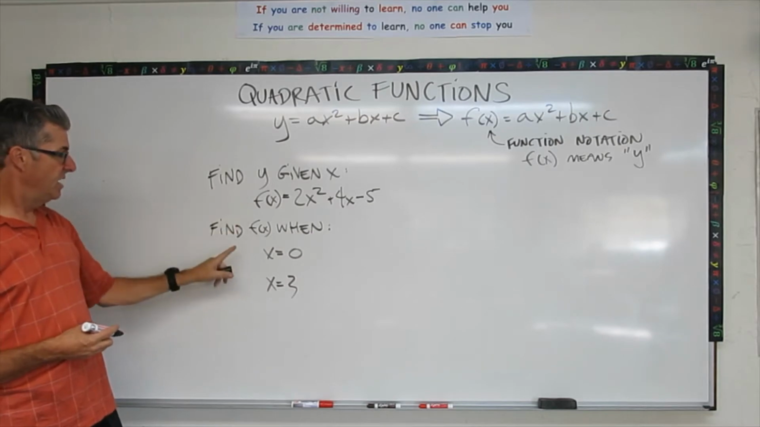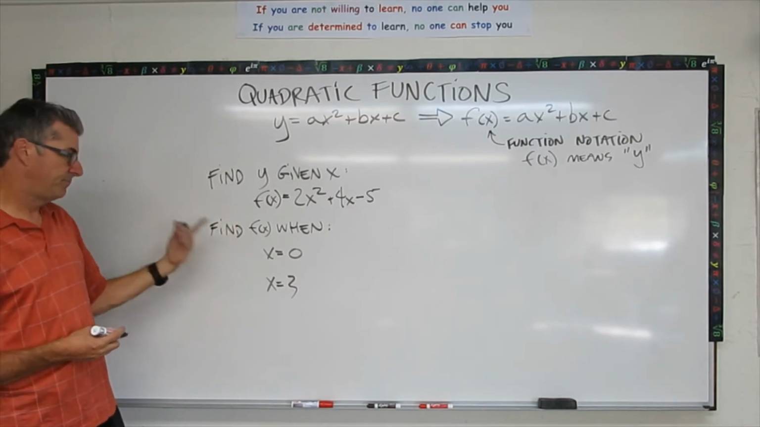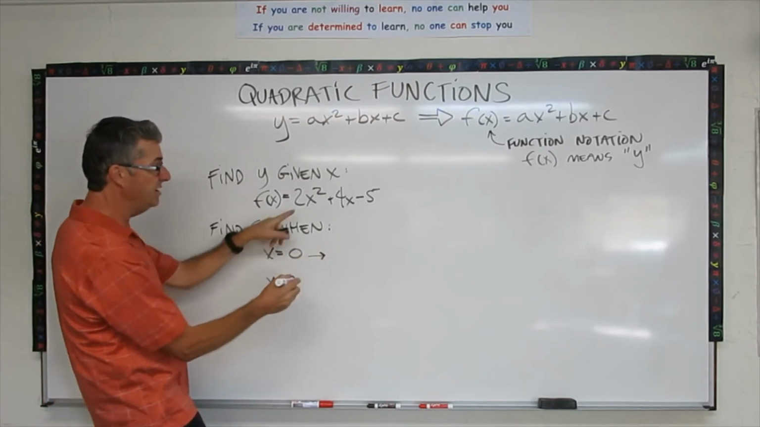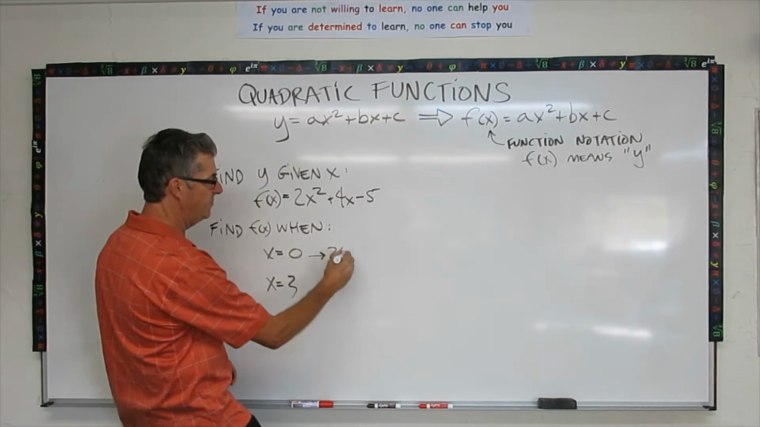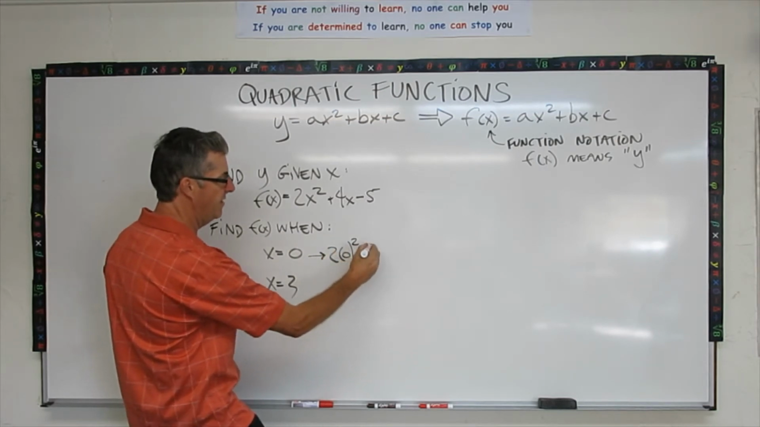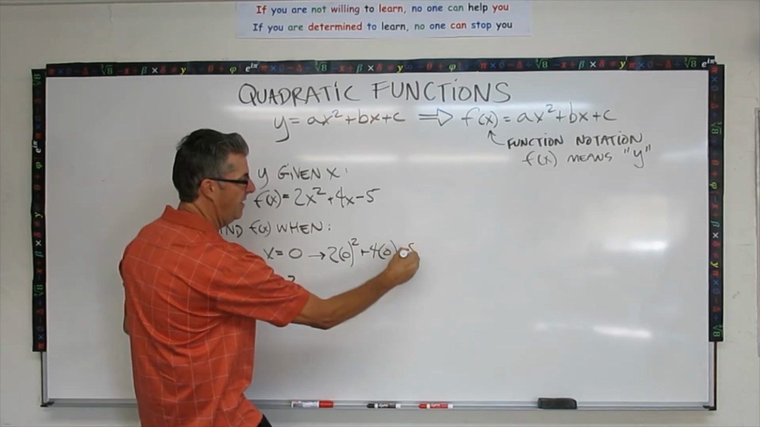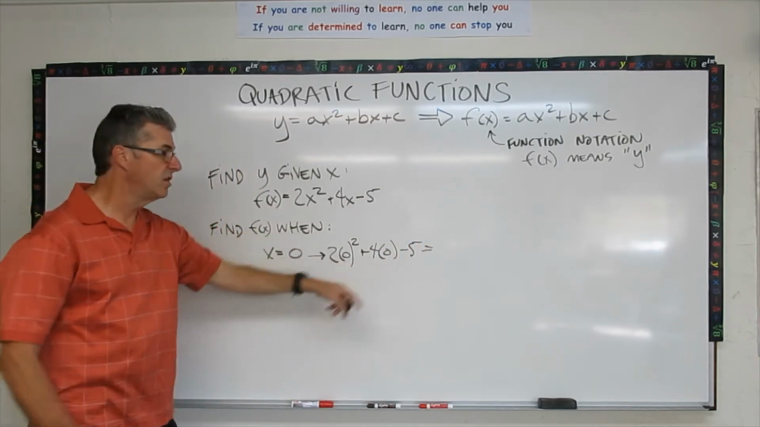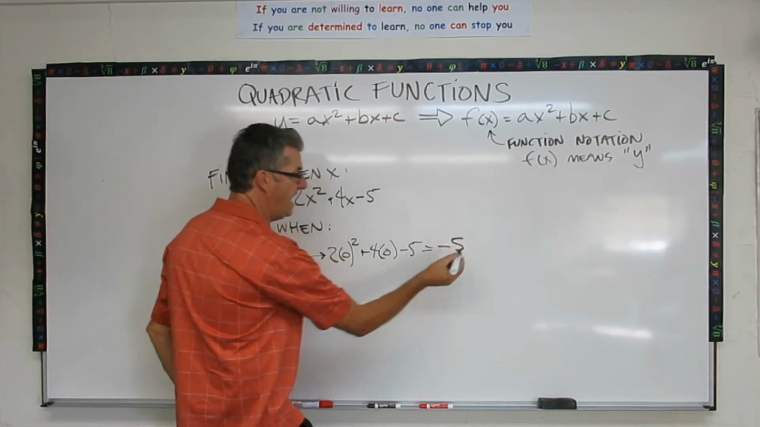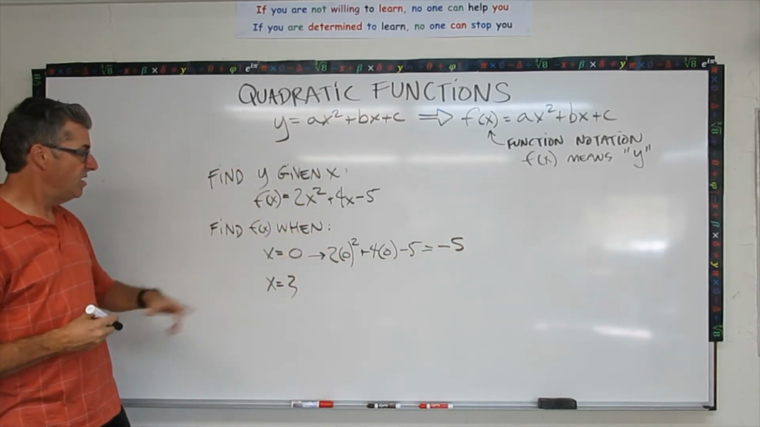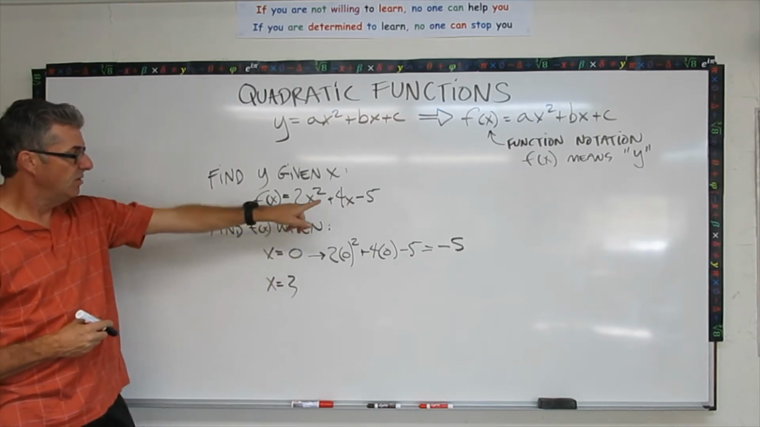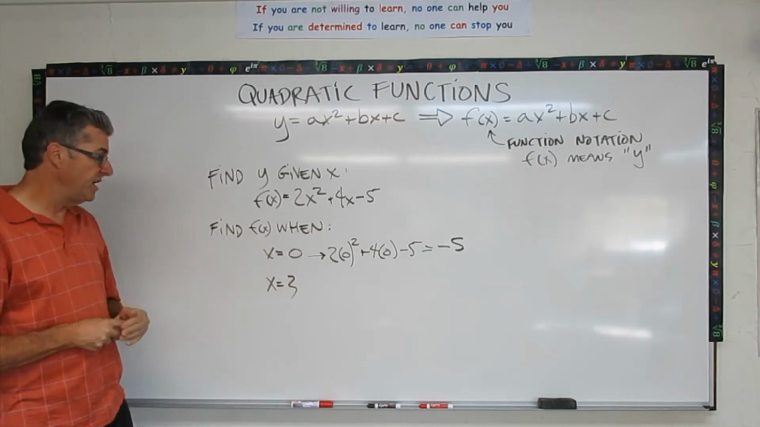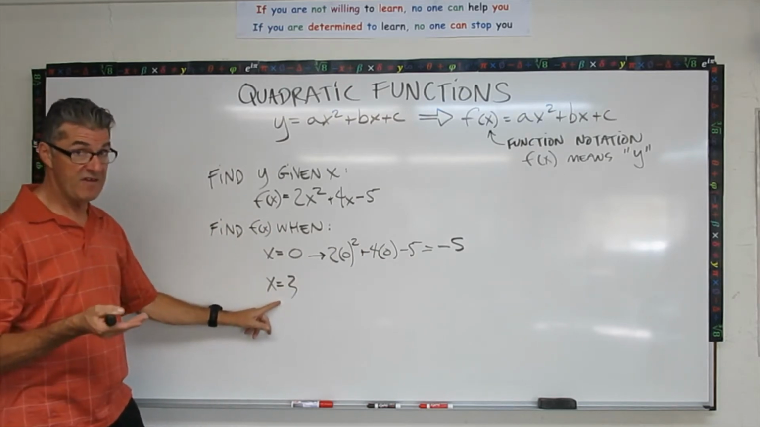So here's my function. Here's my request from the book, say. So when x is 0, what we're going to do is we're just going to plug 0 in for x. And you probably see where this is going. 0 squared is 0. 4 times 0 is 0. So this is just minus 5. So what this means is that when the value of x is 0, y, or f of x, will be negative 5.